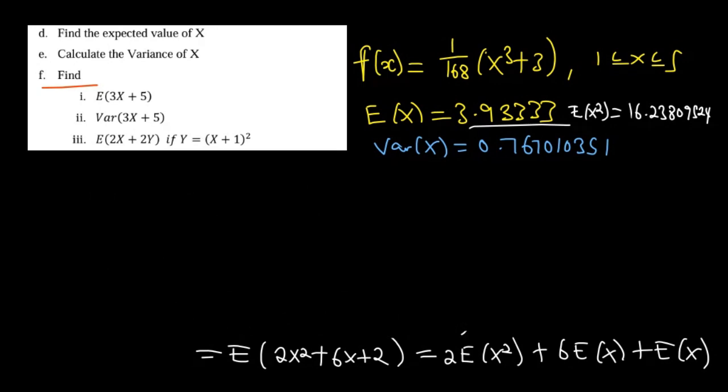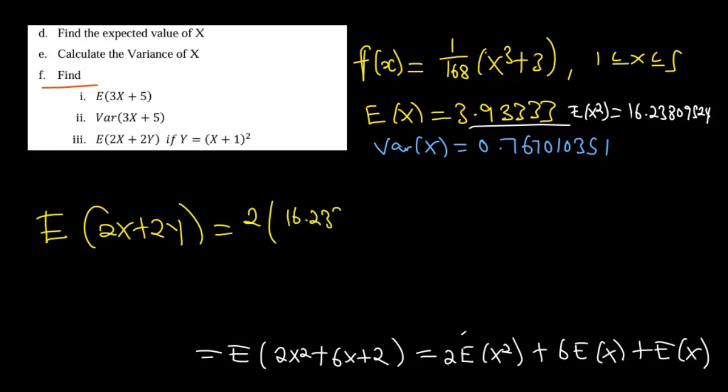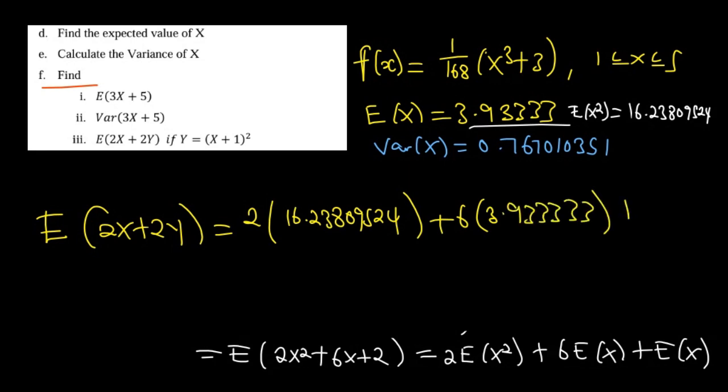Okay, so this simply means that my expected value of 2x plus 2y will be 2 times the expected value of x squared, which is 16.23809524, plus 6 times the expected value of x, which is 3.933333, plus, here I have the expected value of what? Oh, this has to be 2. Why did I write x? Because this is 2. So that is the expected value of 2.